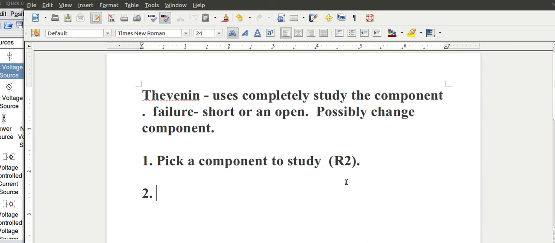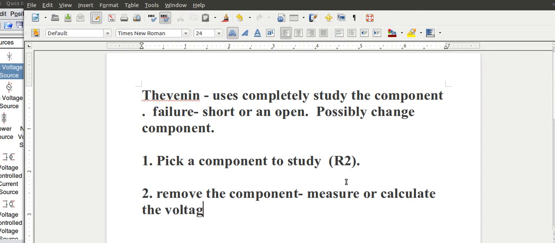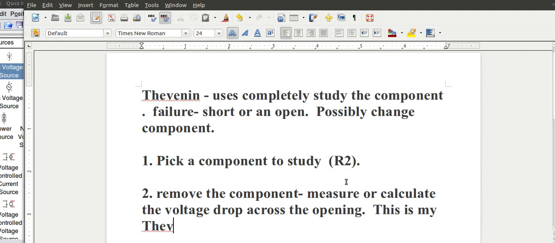Now what? Now I want to remove R2, or remove the component, I should say. I want to keep this pretty generic. Remove the component. Find and maybe measure or calculate the voltage drop across the open. This will become my Thevenin voltage.